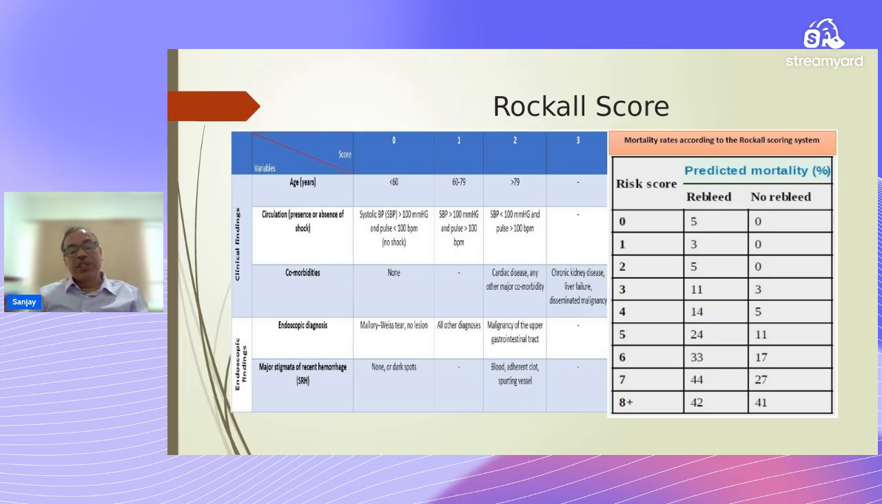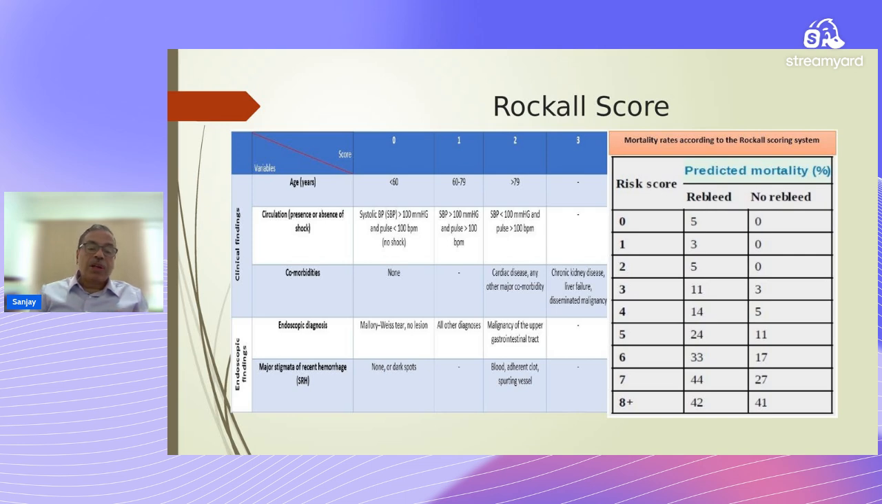Comorbid conditions, if they are present, then you would give Rockall score of 2. If there's a kidney disease or liver failure, then it would be 3. Then comes the endoscopy. Now, endoscopic diagnosis, the highest one is given for any malignancy of upper GI tract. All other diagnoses would be into Rockall score 1. No lesion or Mallory-Weiss tear would be labeled as Rockall score 0.